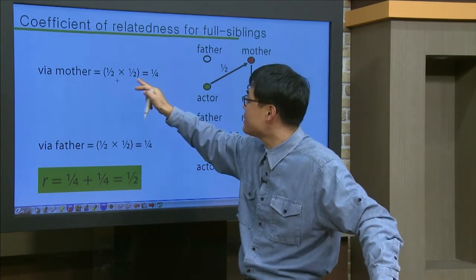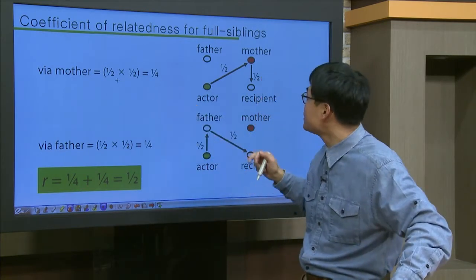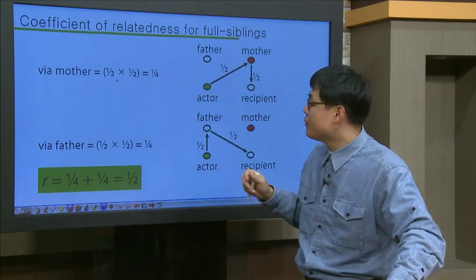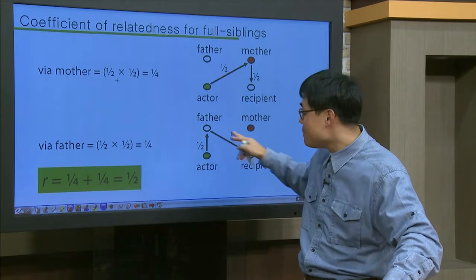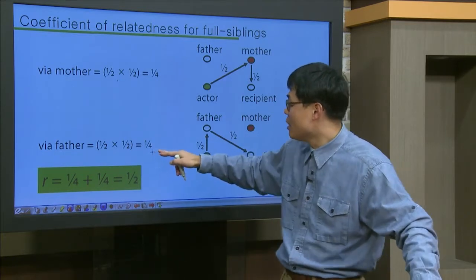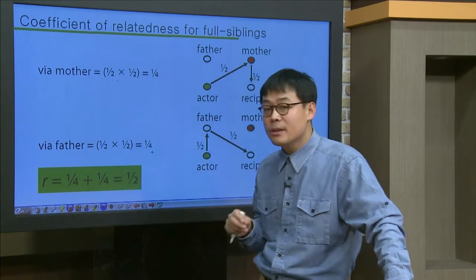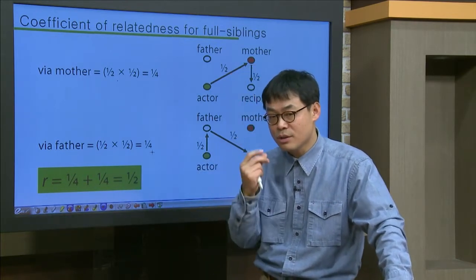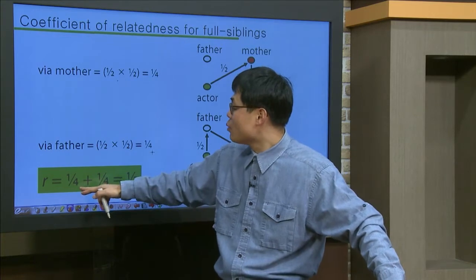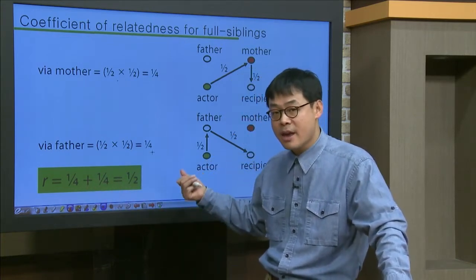I'm sorry, half times half is a quarter. That's for your mother only. And for your father's side, it's the same thing. So again, it's a quarter. Then the coefficient of relatedness between you and your brother or you and your sister is 1/4 plus 1/4, which is a half.